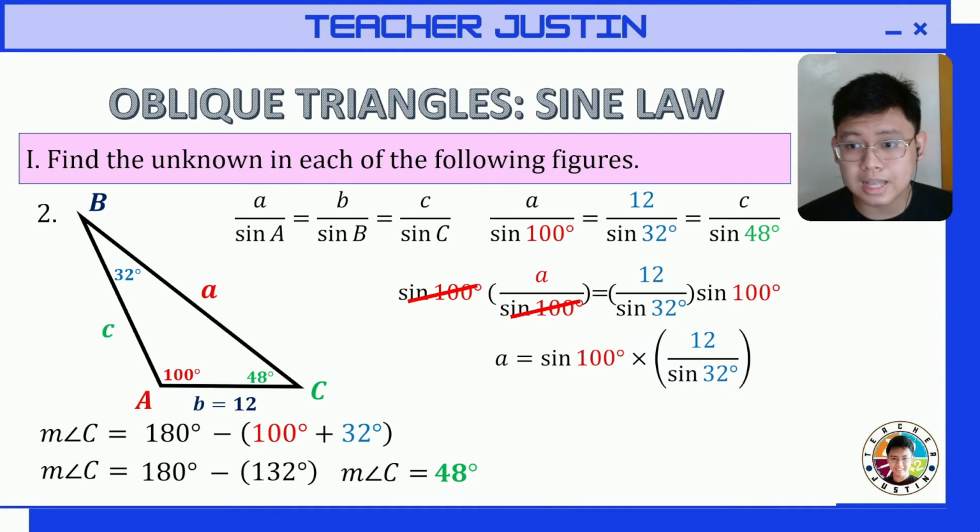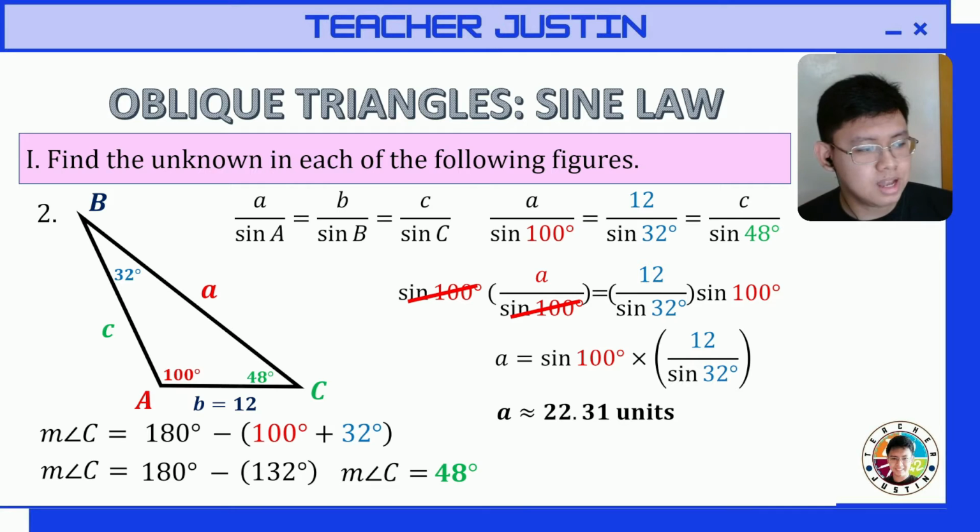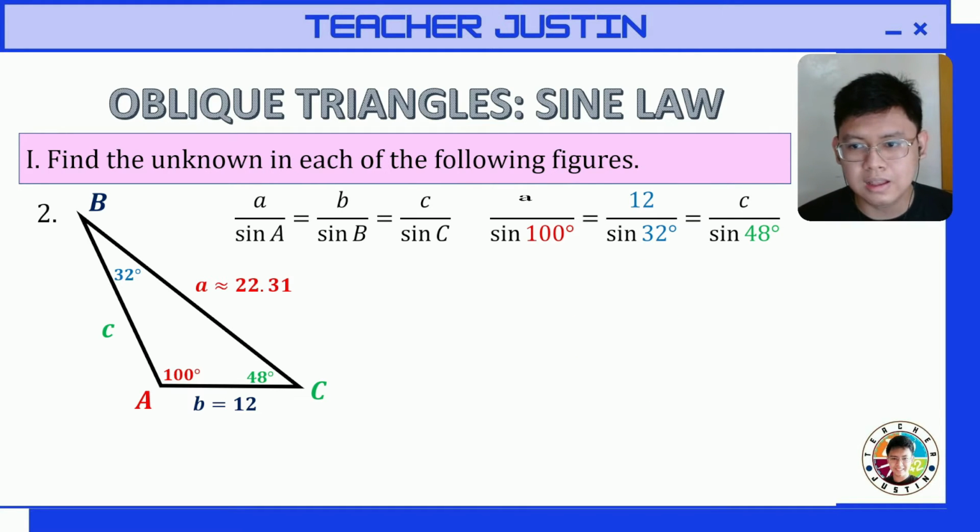So, A will be equal to sine 100 degrees times 12 over sine 32 degrees. Now, let's use our scientific calculator to compute for the value of our side. So, side A will be approximately equal to 22.31 units. And that will be the value of side A. So, yan yung ating side A. Let's solve for side C naman.